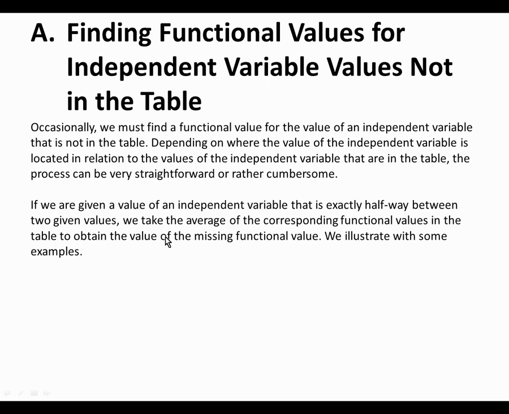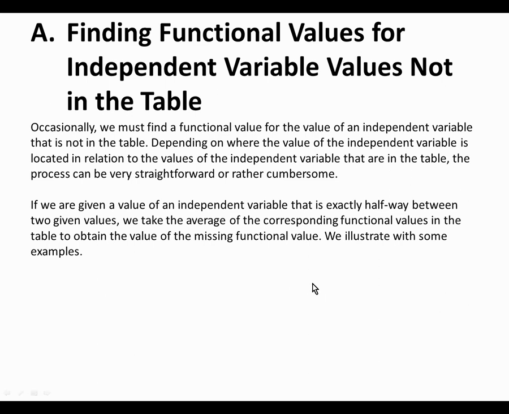So if you're given a value of an independent variable that is exactly halfway between two given values, we take the average of the corresponding functional values in the table to obtain the missing functional value. So we're going to illustrate how to do that with some examples.